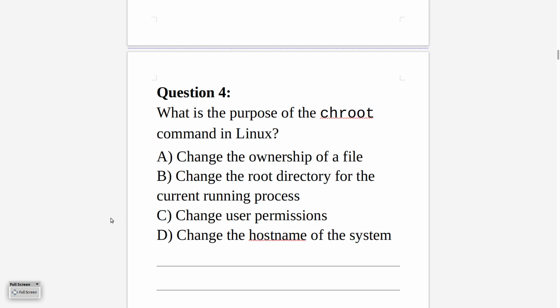It's been a while since I used chroot, but obviously changing the ownership of a file is not chroot. That's going to be chown, and changing user permissions is going to be chmod. I don't think it's the host name. I think it's B, change the root directory for the current running process. I've never used it, but I think that it's B. Let's find out.